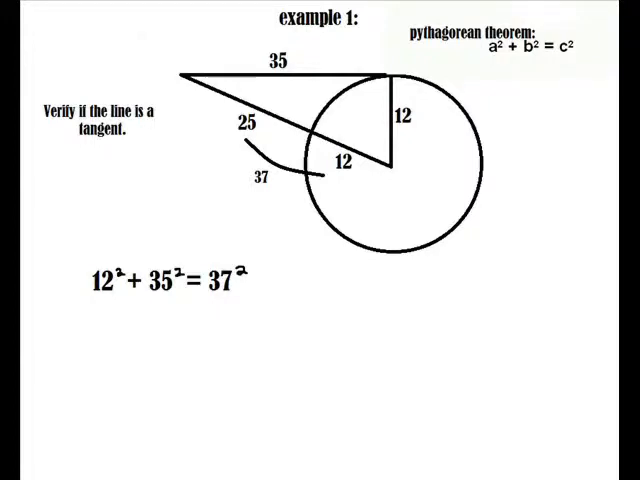You can verify if a line is a tangent by using the Pythagorean theorem. In this equation, you do 12 squared plus 35 squared equals 37 squared, which equals 1,369, and it is a tangent.